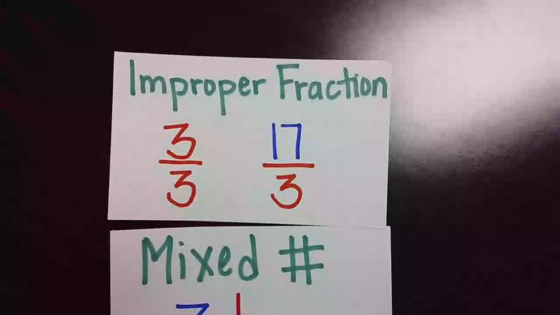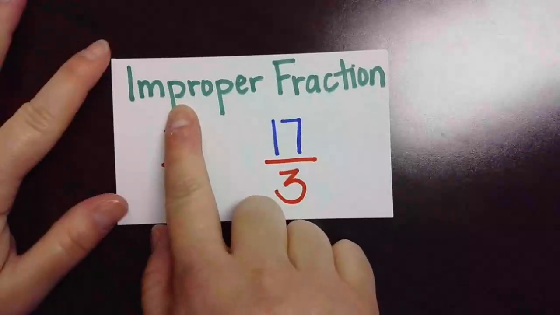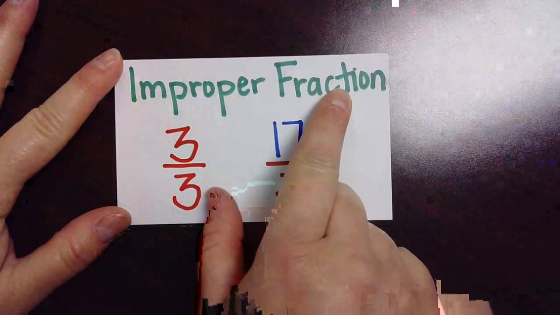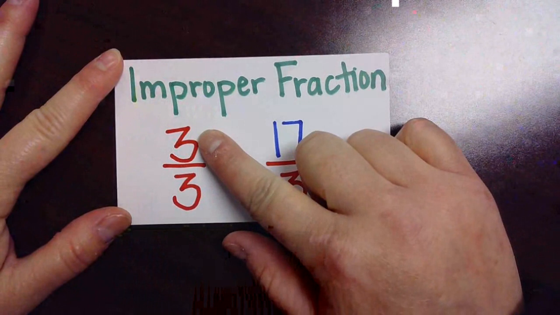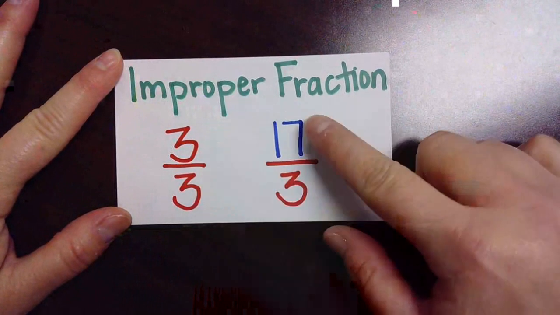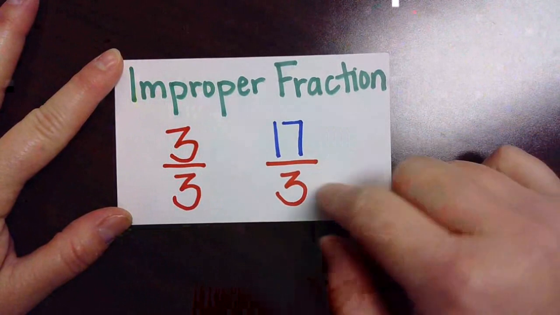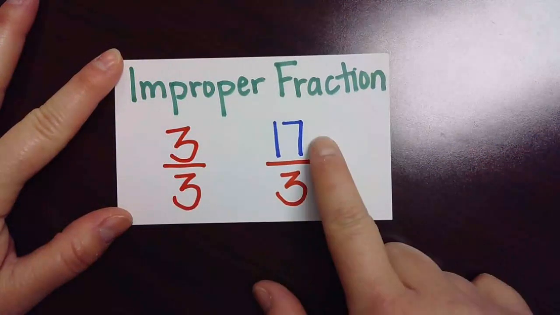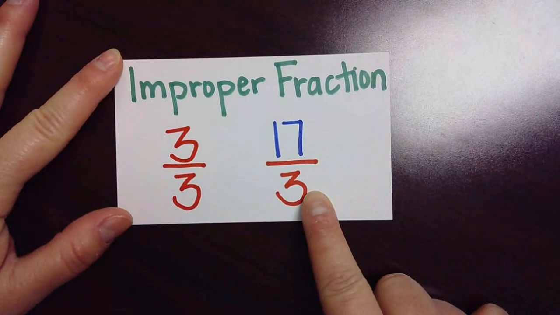So let's talk about our vocabulary. We have improper fractions. Improper means not proper. So an improper fraction is when the numerator is either equal to the denominator or the numerator is greater than the denominator. So 3/3 is an improper fraction. 17/3, where 17 is greater than the 3 in your denominator.